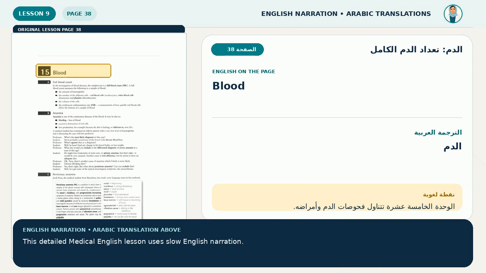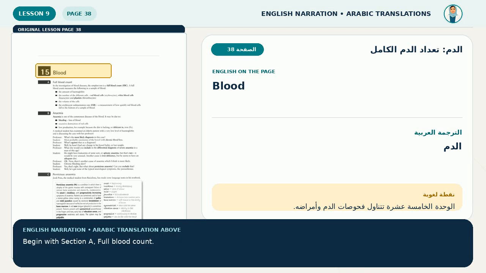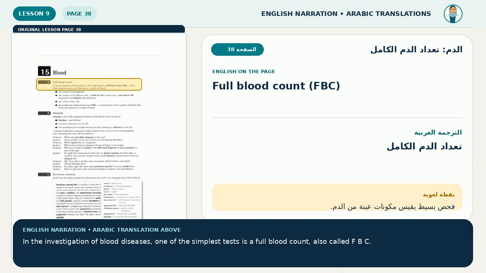This detailed medical English lesson uses slow English narration. The original page remains on the left, and the yellow highlight marks the exact sentence or item we are studying. On the right, the English wording, a full Arabic translation, and a short Arabic language note appear on screen. I will speak English only. Begin with Section A, Full Blood Count.